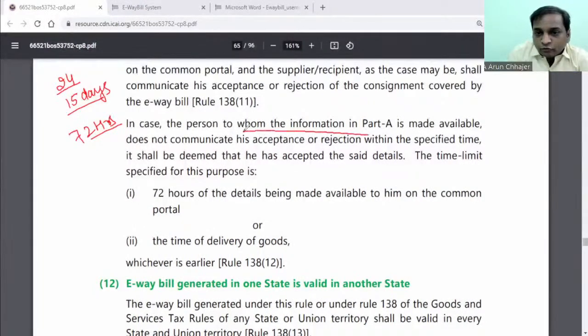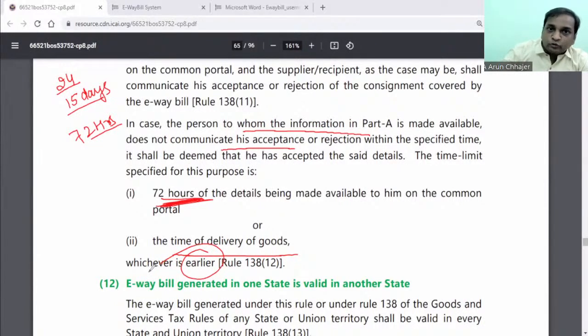In case the person to whom the information is made available does not communicate his acceptance or rejection. So if I am generating the Eway bill and suppose you are my customer and I put your GST number, then it is okay. Wrongly, instead of you, I have put the GST number of another person and he does not like to accept. He has the time limit to reject the Eway bill within 72 hours or time of the delivery of the goods, whichever is earlier. Either goods has been delivered or 72 hours, whichever is earlier, he can cancel, he can reject.